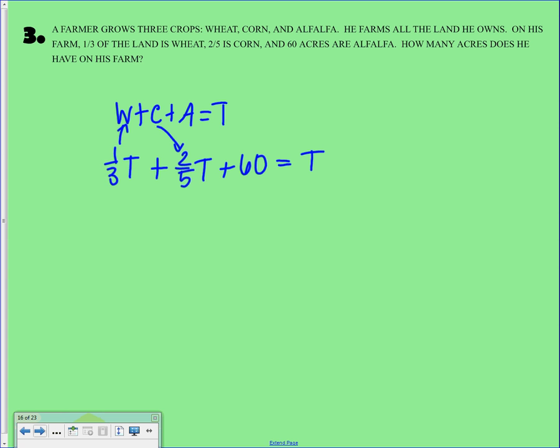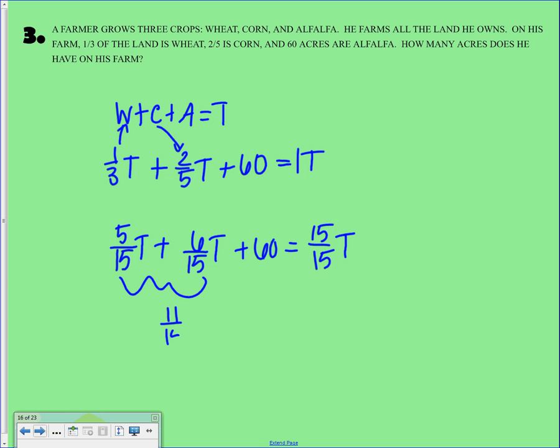So what I would like to do is put my variables together. So we should get a common denominator. Common denominator between 3 and 5 is 15. So 3 times 5 is 15. So make that 5/15 t. I'd have to multiply that by 3. So 2 times 3 is 6. So I have 6/15 t plus 60 equals, well, that's 1. So that would be the same as 15/15 t. So if I put these two together, that gives me 11/15 t plus 60 equals 15/15 t.